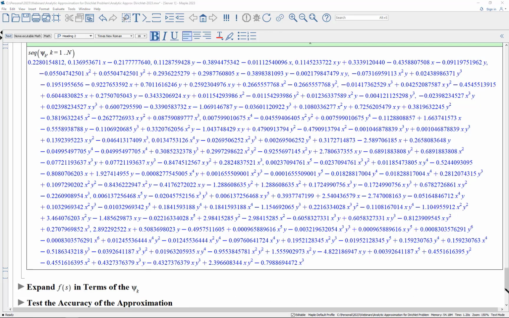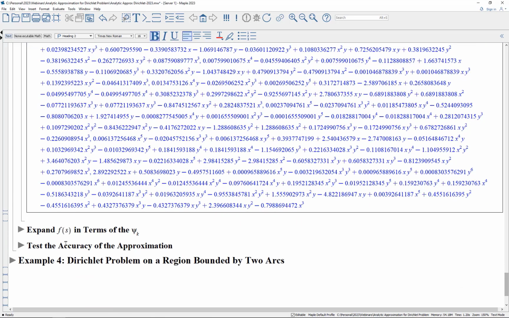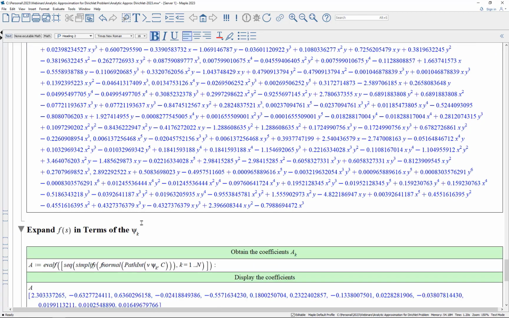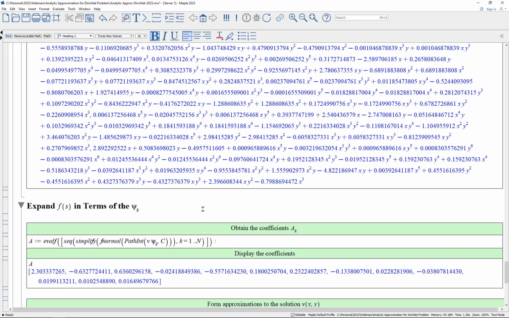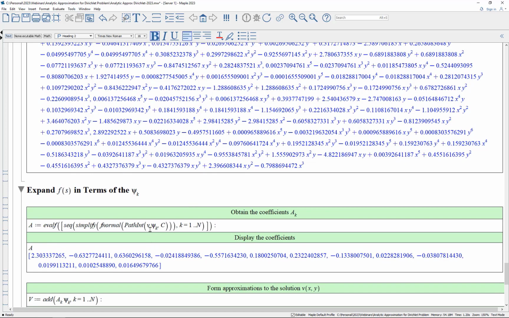So just as before, we expand the boundary function in terms of the psi k's. So you have integrals to perform: v times psi k, and the path-in command is smart enough to evaluate v just on the boundary. You don't have to worry about that yourself. Again, F normal to knock out stuff that should be 0. Simplify and float this stuff, otherwise you're going to get terrible expression swell.